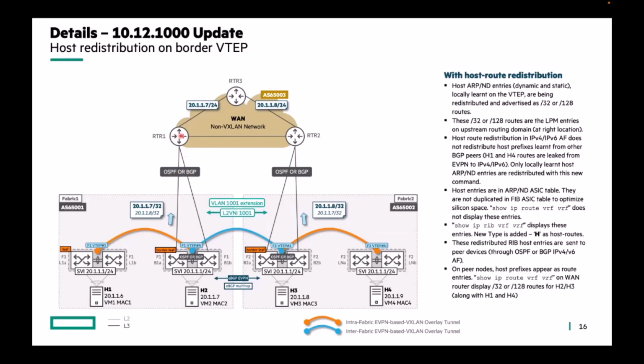On the peer nodes, here the WAN router, host prefixes appear as route entries. They are in the routing table now. So show IP route on the WAN router will display the host 20.1.1.7 as /32, along with H1 and H4 as well, because H1 and H4 would have come through EVPN to them. So we have a full house with the host redistribution with this new command.